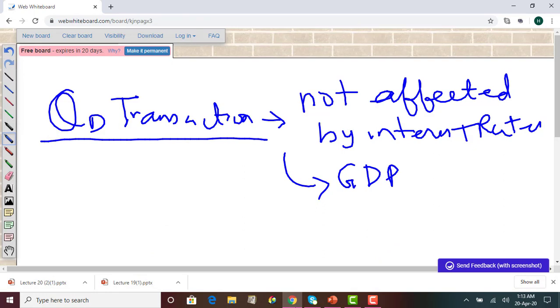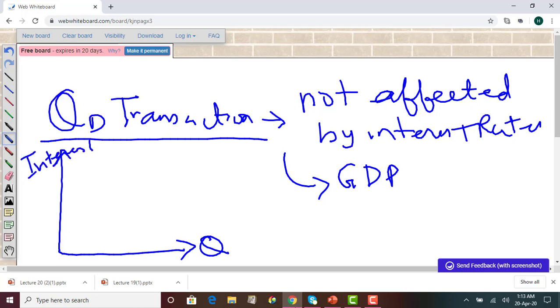And if that's the case, how do you think the curve will look like for transaction demand? The quantity is on the x-axis, on the y-axis we have price or the interest rate. Now remember, we said the transaction demand for money is not impacted by interest rates. So no matter what the interest rate is, the quantity demanded for transaction will still remain the same because it depends on the GDP level.